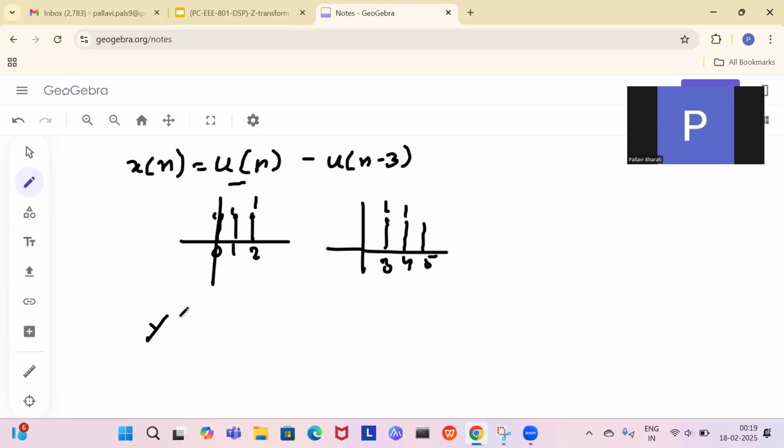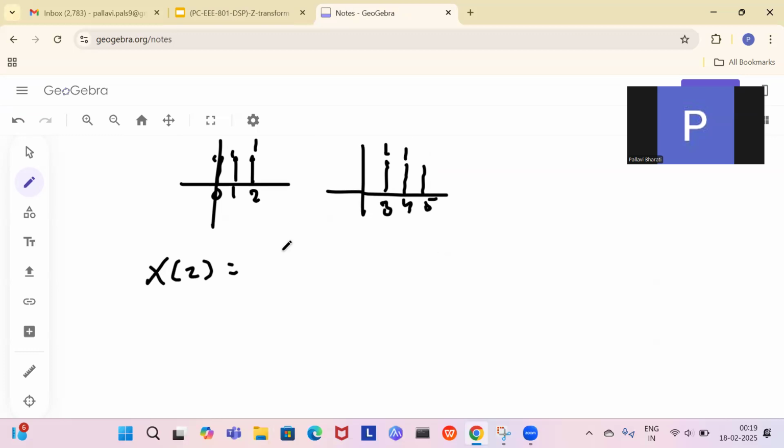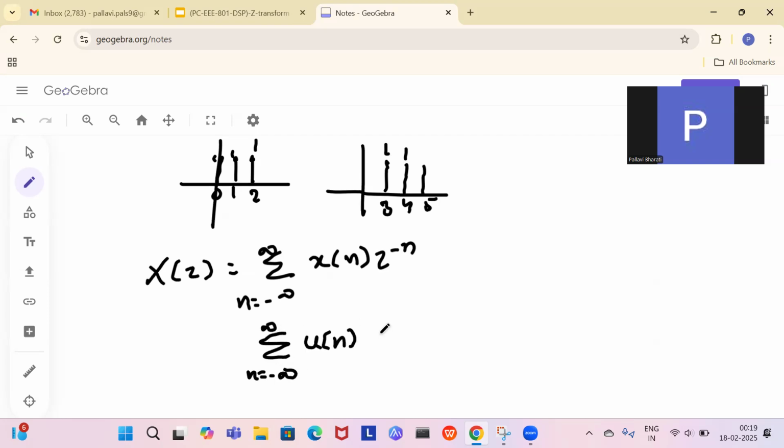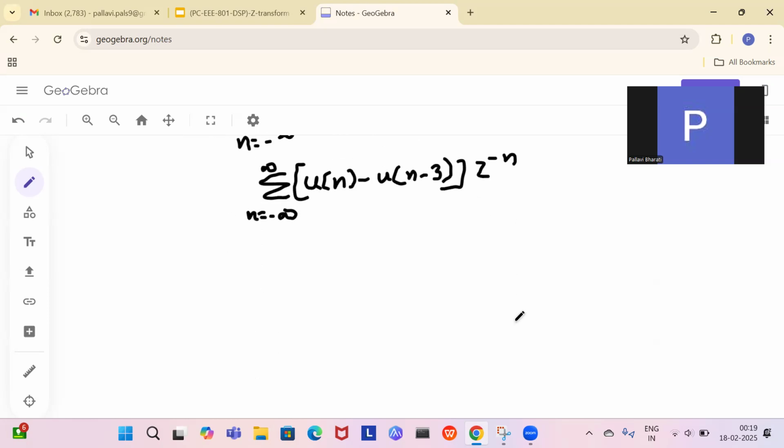Now, if you take the Z transform, we know the formula now. So the formula is what? Summation from n equals minus infinity to infinity, x[n] z to the power minus n. Now, here the x[n] is what? The x[n] is given to us as u[n] minus u[n minus 3], the whole thing kept inside the bracket, and then you have z to the power minus n. Now, you can break this into different summations because of the linearity property of the Z transform.